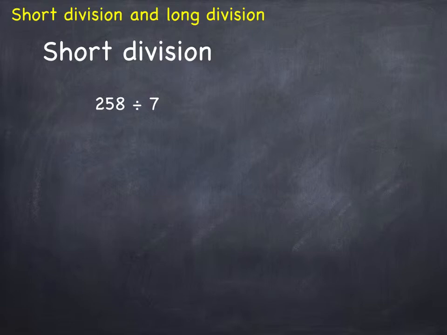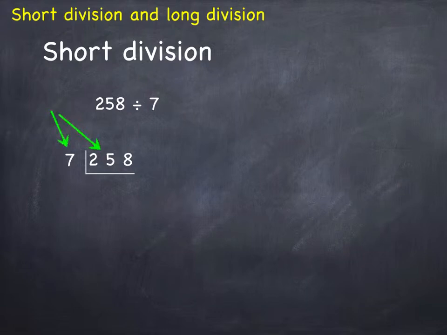258 divided by 7. As you'll see shortly, it's going to really test my grasp of the 7 times tables. Start by writing down the 258 and draw two lines, one below and one to the left, like this. The 7 goes here. Step 1, 7 divided into 2. This doesn't go, so try 7 into 25.